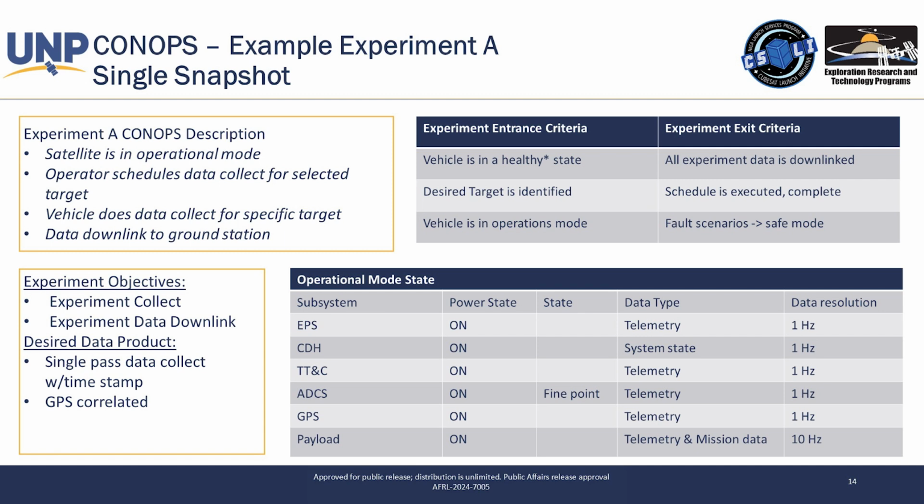You can see down in our objectives, we have that experiment collect, we have that experiment data downlink. Make sure that you get the data down afterwards. Otherwise, you haven't really accomplished your experiment. This is true for most experiments. And that data that you want to get down, you also should define so that you know exactly what you're looking for and how to validate that you did it.